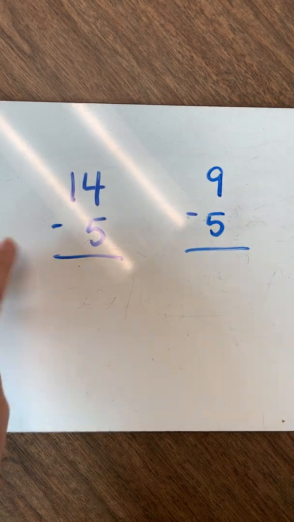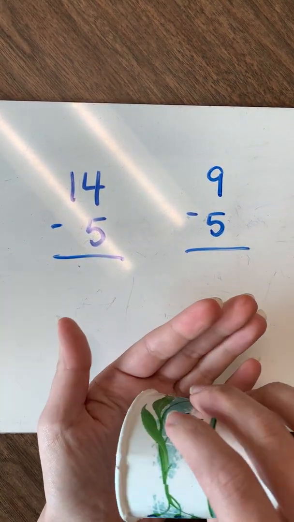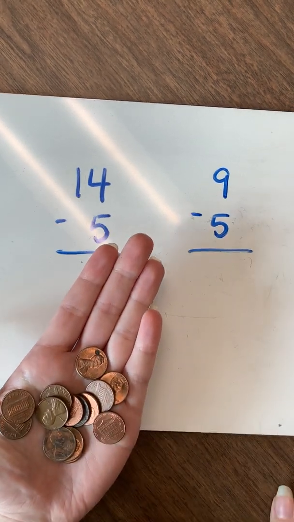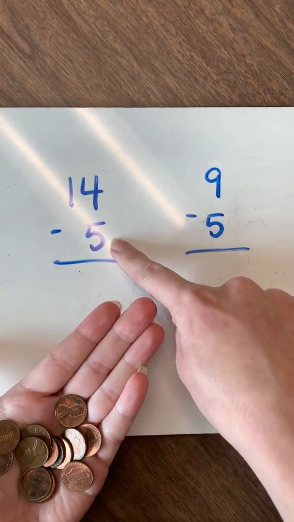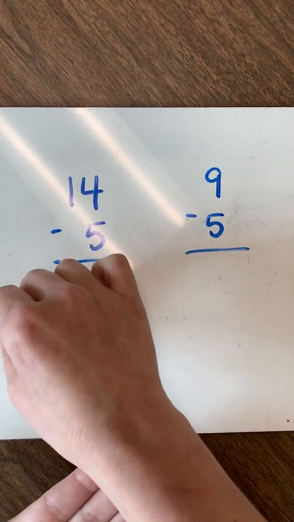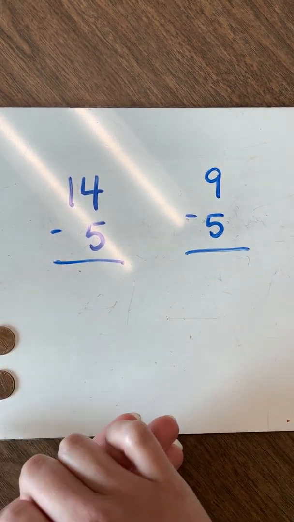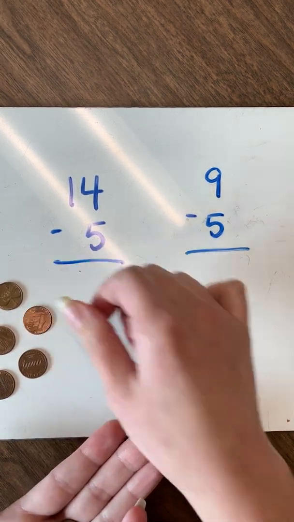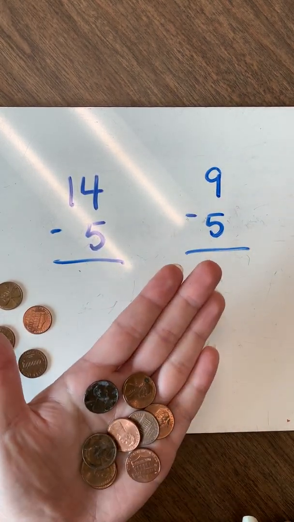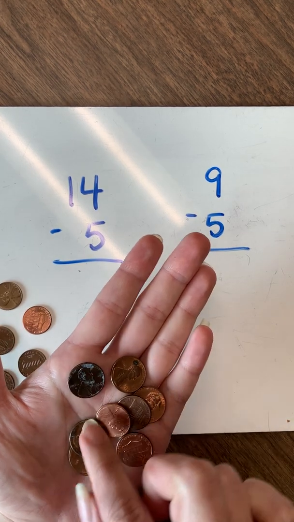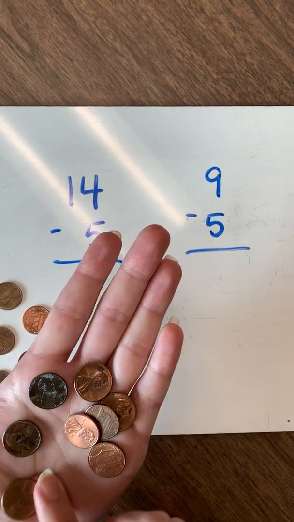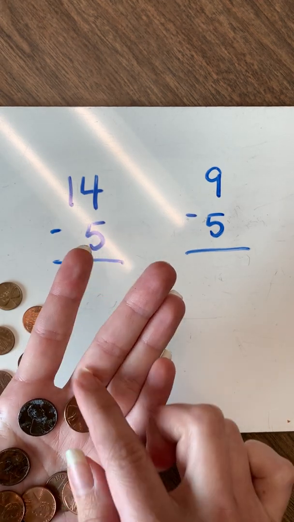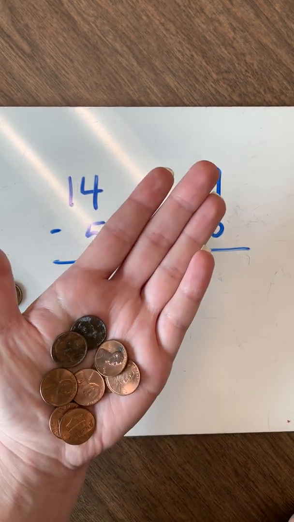14 minus 5. I'm going to put 14 pennies in my hand. I'm going to give 5 to Emerson. 1, 2, 3, 4, 5. How many do I have left? 1, 2, 3, 4, 5, 6, 7, 8, 9. 9 pennies left.